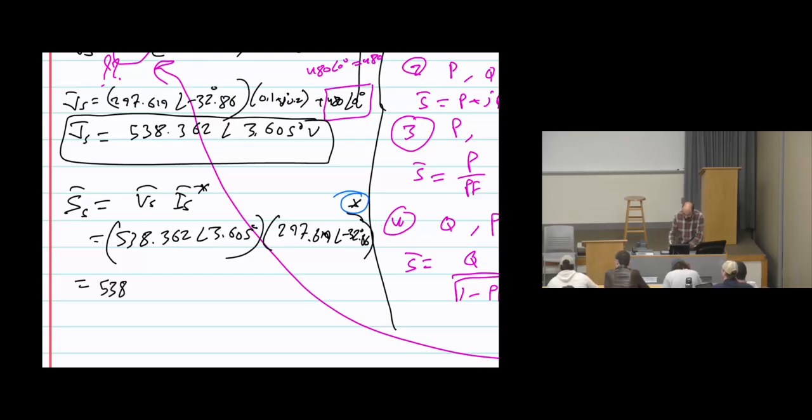So 538.362 angle 3.605 will remain as is, because the conjugate is only on the current, not on the voltage. So it will be 297.619 angle, the conjugate of the angle will be positive, negative becomes positive, so it will be 32.86 degrees. Now you are ready to substitute this in the calculator, or you can multiply the magnitudes together and sum the angles together. So either way that you prefer.